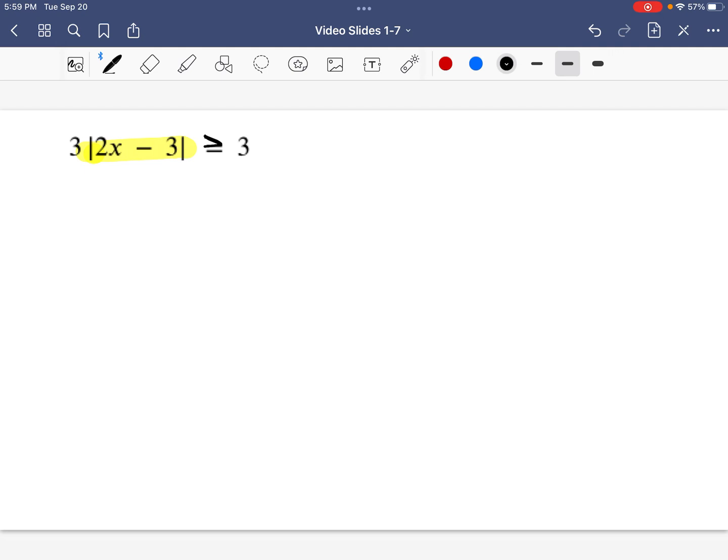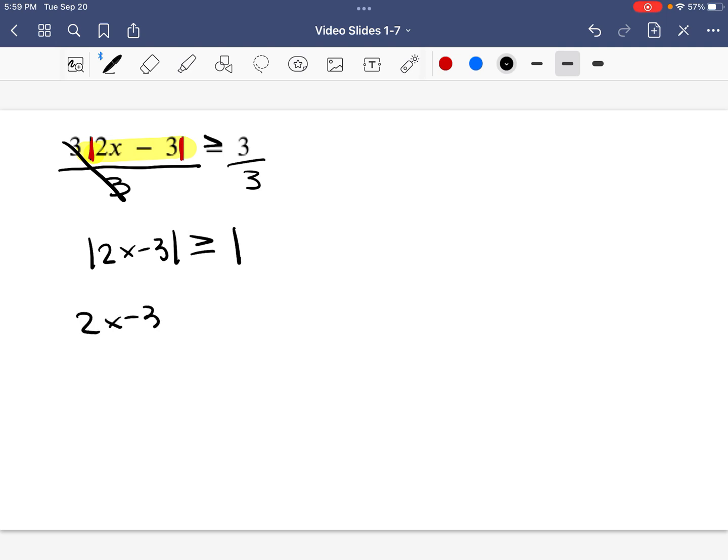I'm going to divide both sides by 3 to begin with, because this is multiplying. You can kind of think of these absolute value bars almost like parentheses that you could distribute through, but I think it will be easier if I just cancel those 3's from the beginning and say I've got the absolute value of 2x minus 3 greater than or equal to 1. Now it's just like those other two problems we just did, and we're going to create two different inequalities. One of them will be 2x minus 3 greater than or equal to 1, and the other one, 2x minus 3 less than or equal to negative 1.